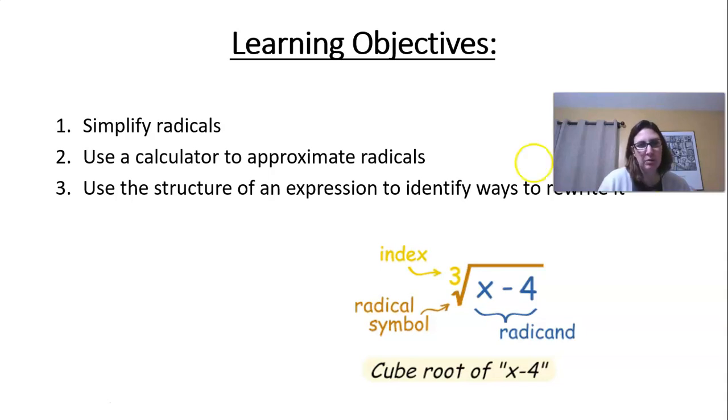Just remember that the little number on the outside is your index. You have your radical symbol, and what's inside is your radicand. You would read this as the cube root of x minus 4. So we're going to work on simplifying these.